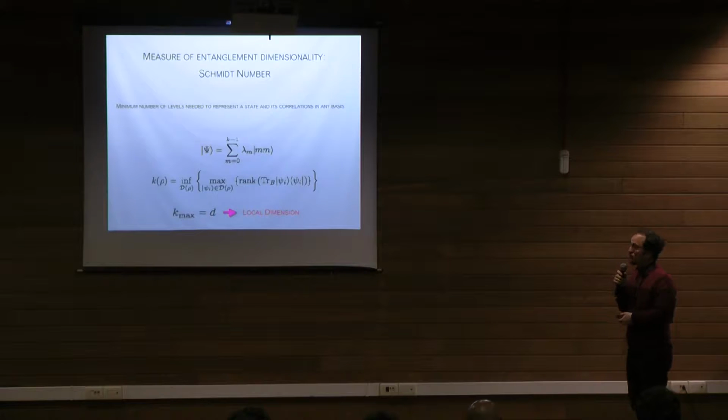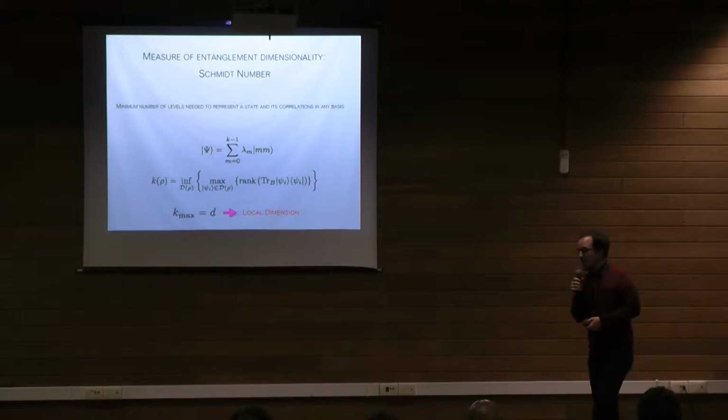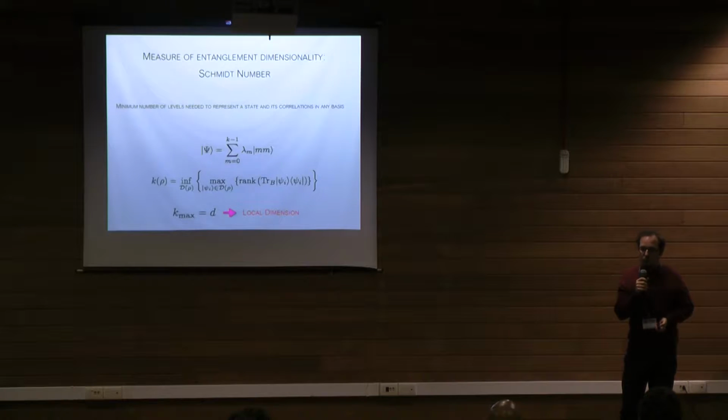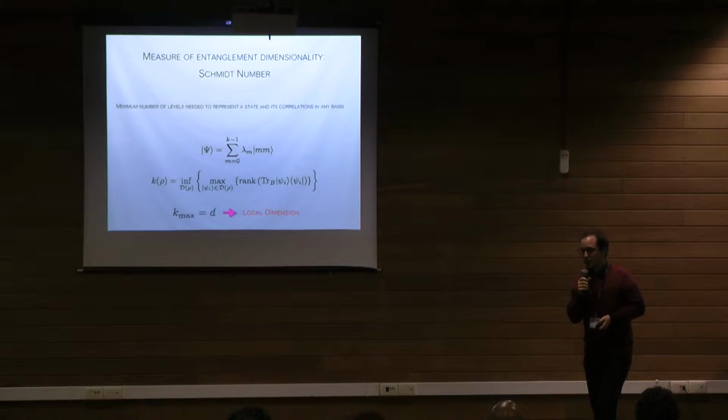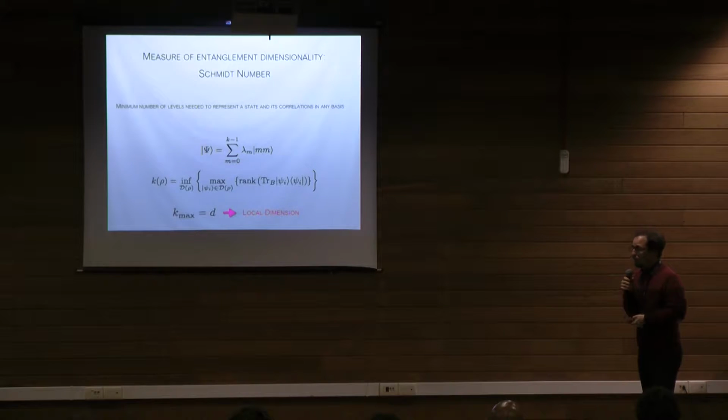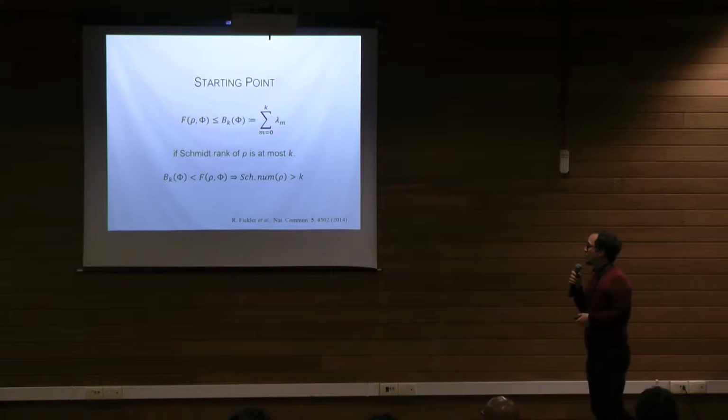The point here is that not every d times d dimensional state has a Schmidt rank of d, which is maximal, right? This is what you would like to see, because that means that the state cannot be represented in lower dimensions, the state and its correlations. So this is what we certify. And this is the starting point.